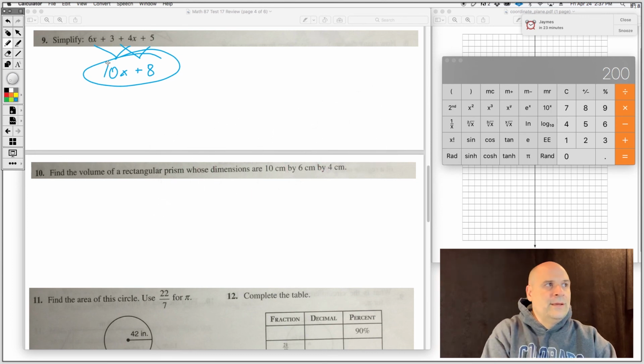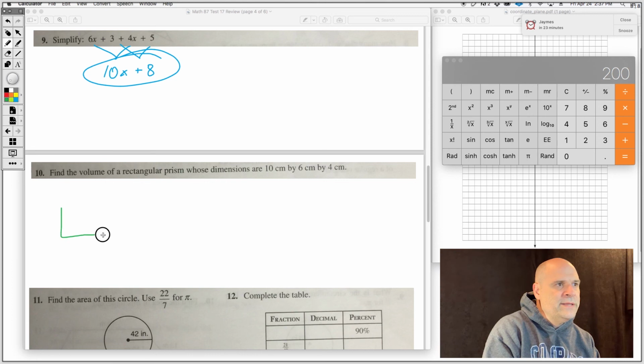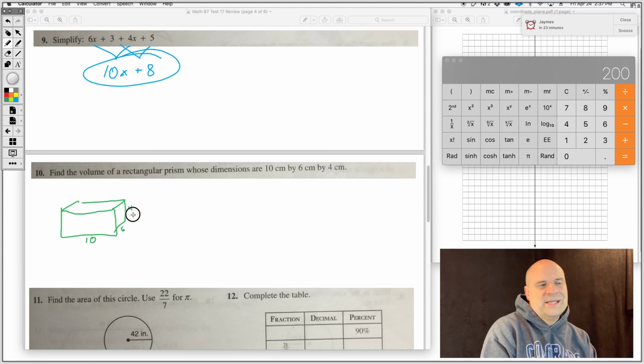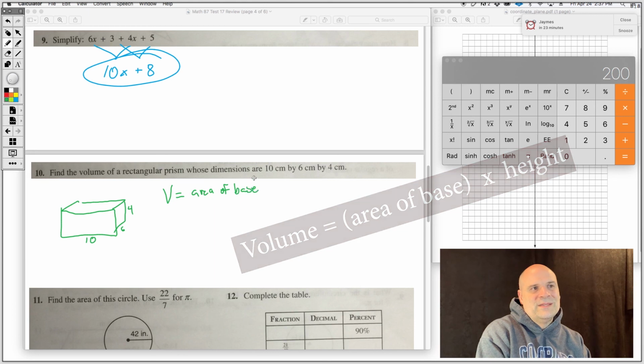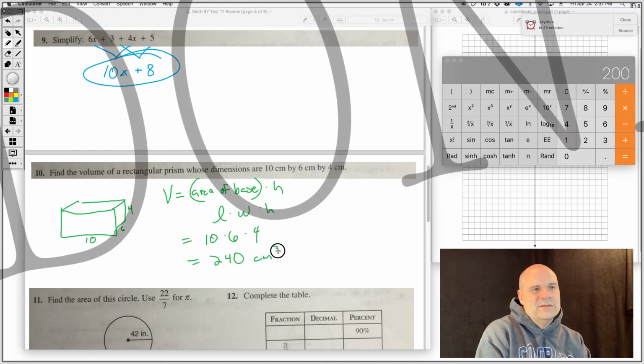That's number 9. Number 10, find the volume of a rectangular prism whose dimensions are 10 by 6 by 4. Well, I like to draw it, so I'm gonna draw it. Okay, so this is 10 by 6 by 4 centimeters. So our volume is area of base times height. Well, the area of the base, that's just a rectangle. So how do you find the area of a rectangle? That's length times width. And then the height is just 4. So then that's just 10 times 6 times 4, which is 240 cubic centimeters.